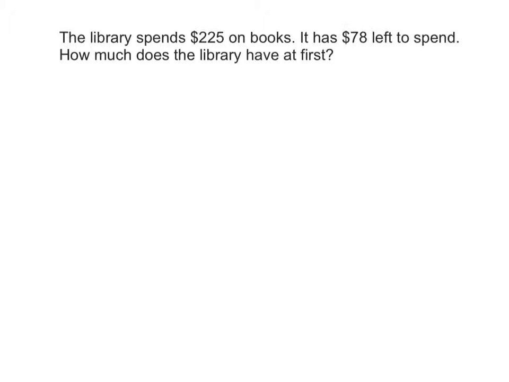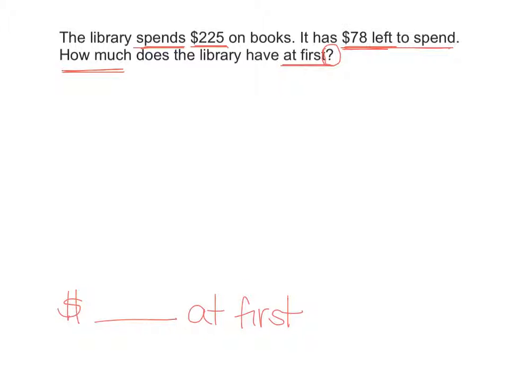So I'm going to look back. I'm going to underline some of these parts of this problem. Okay, the first part I see is the library spends $225 on books. It has $78 left to spend. How much does the library have at first? And there is my question mark. The way I'm going to answer that question is the library has blank dollars at first. All right, so I can see from my answer to my question that I'm talking about money here.